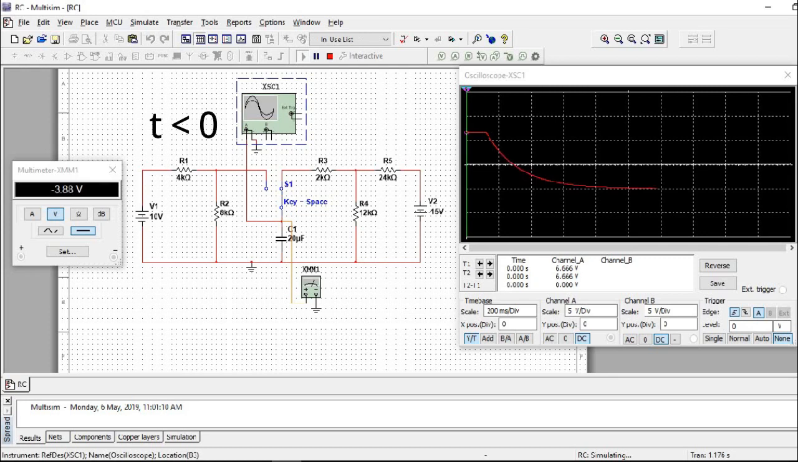This is to find the steady state of this circuit. And this is the final one. The steady state of this circuit, the voltage will give negative 5. So the oscilloscope will give this type of output.